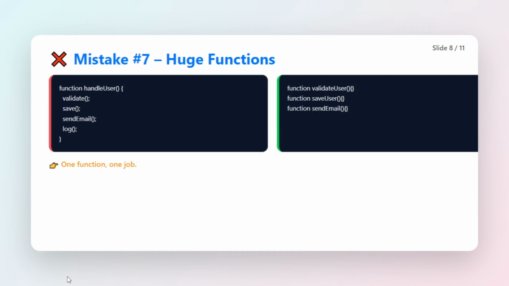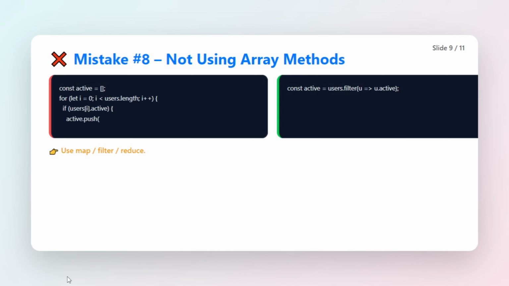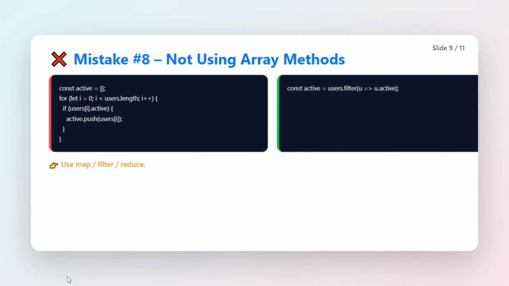Now let's talk about arrays, and more specifically, the fear of array methods. Many junior developers see map, filter, and reduce, and immediately think, this looks advanced. I'll just use a for loop. And yes, the for loop works. But that doesn't mean it's the best choice. Look at the example. We loop through an array, check a condition, and manually push items into a new array. It's long, it's noisy, and you have to manage indexes yourself. The logic is correct, but the intention is hidden inside too much code.